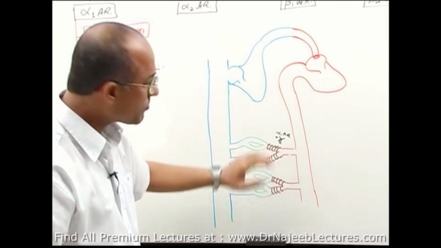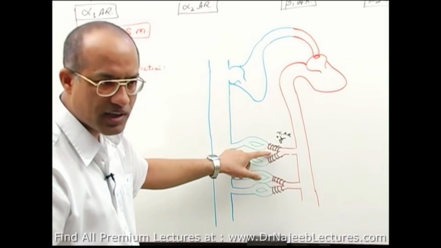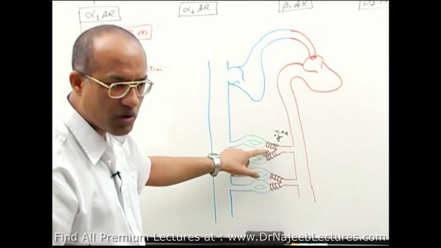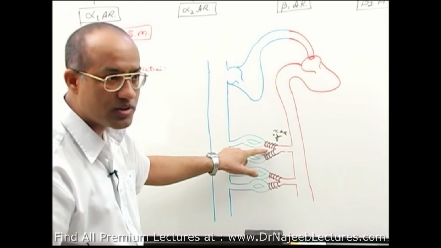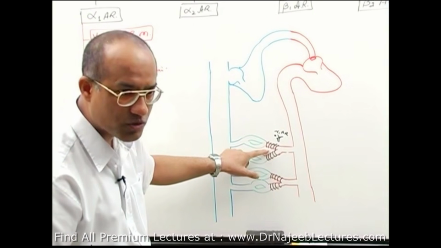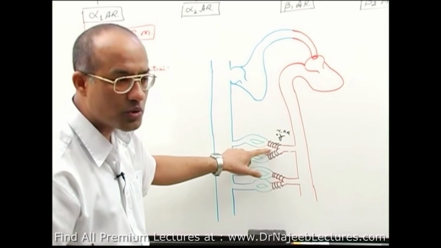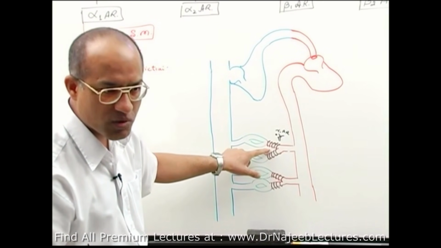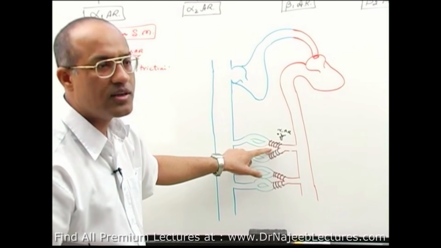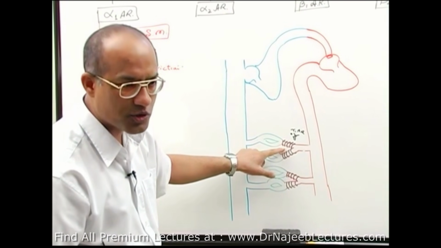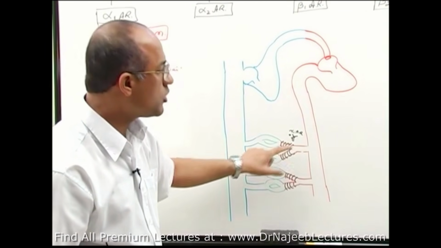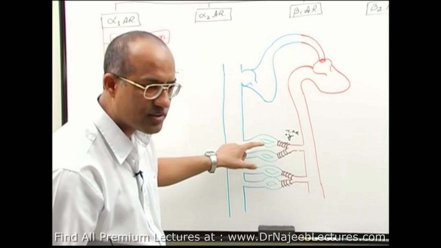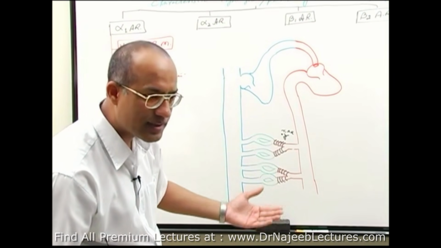So it means when alpha 1 stimulation is there, many arterioles in the body, especially the arterioles in the splanchnic circulation, which is the gastrointestinal circulation, arterioles in the cutaneous circulation, and arterioles in the renal circulation, all these arterioles will constrict and total peripheral resistance will be increased.